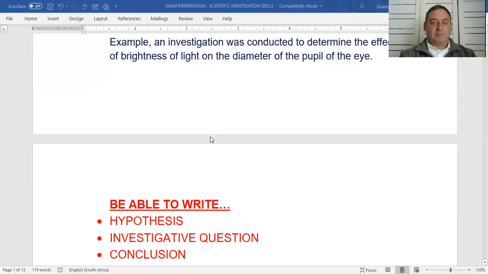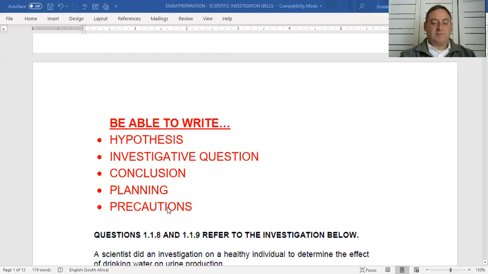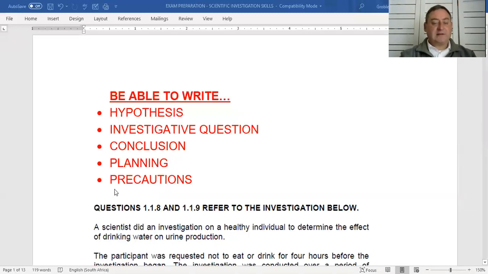But now, what are precautions? You also need to know for every investigation we need precautions. Now, precautions have to do not with safety necessarily. Please don't write safety measures. Precautions have to do with what can I do to make sure that I'm not messing up this whole experiment.